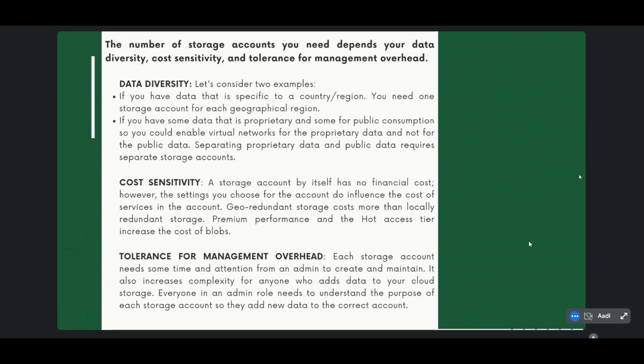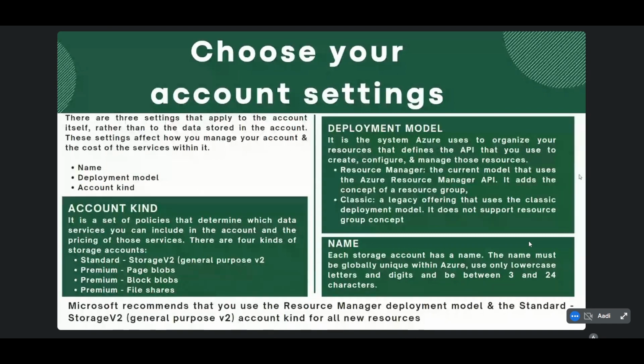Now, how can we choose our account settings? The earlier settings we discussed are applied on the data, but here there are three settings that apply to the account itself rather than to the data stored in the account. These settings affect how you manage your account and the cost of services within it. So first is name, then deployment model, and account kind. So first is name.